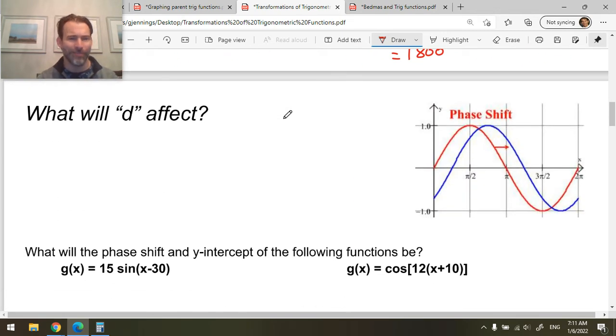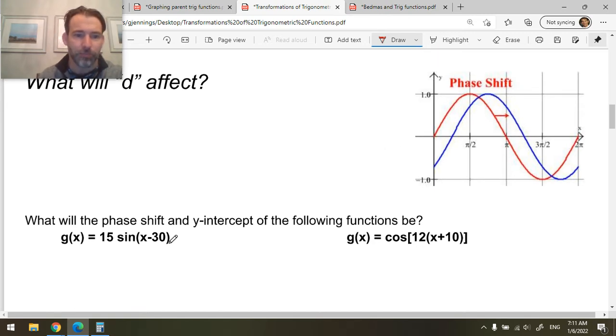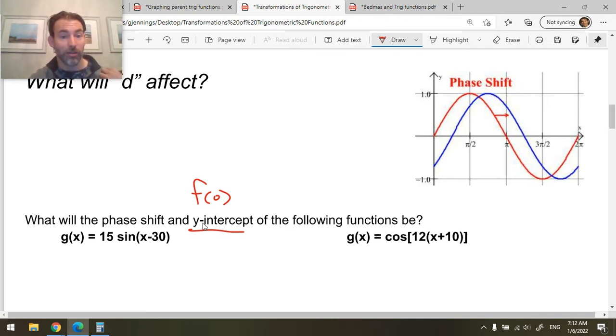Now, what about d? This is the trickiest one. This is super tricky. I am at the level of conscious competence with this, not unconscious competence. I have to really think to get my d correct. D determines phase shift and how much things move left and right. Okay, so if we want to know the phase shift and the y-intercept of the following functions, really, if we want to know the y-intercept of the functions, there we're looking at f at 0, right? We want to know what is the function doing when x is 0.